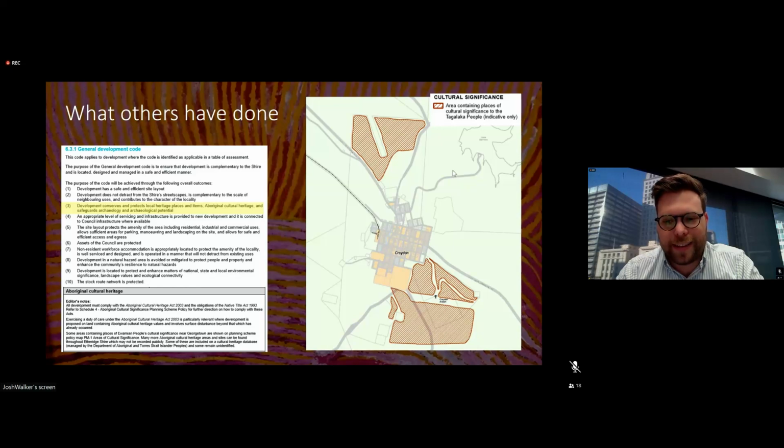Look at that. There it is, Brett, in all its glory. So this is another approach that Brett developed in one of the template schemes. We spoke about that already: in the general development code, areas that have been mapped where you actually need to consider Aboriginal cultural heritage in the areas that are most likely to be developed. Hopefully that summary's done it enough justice, Brett.